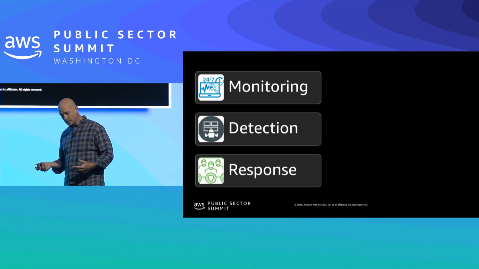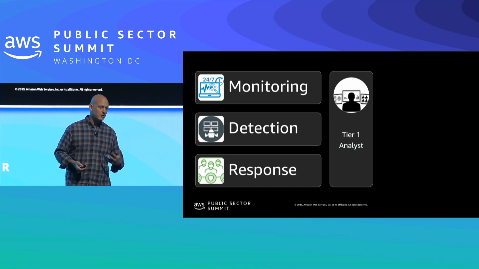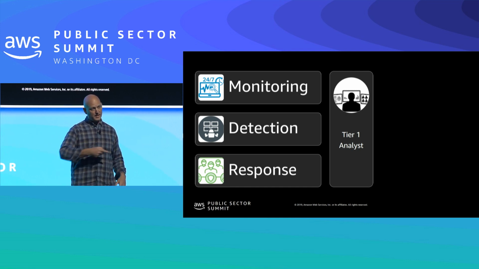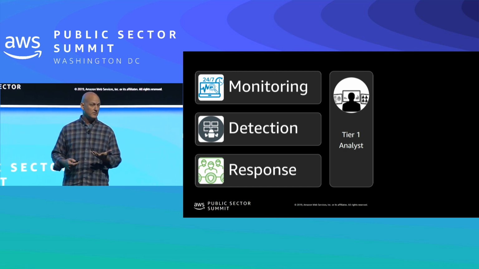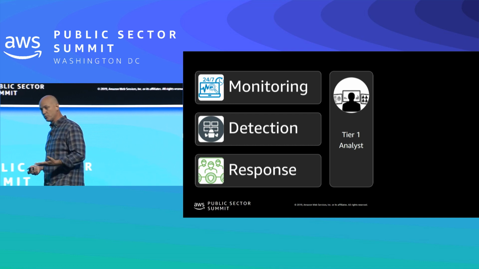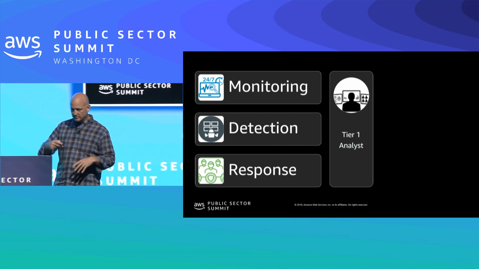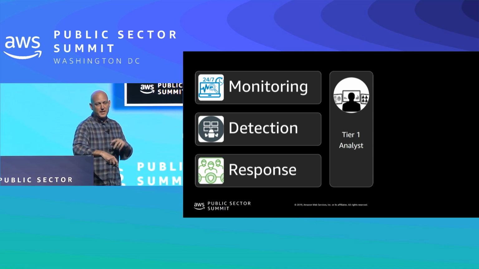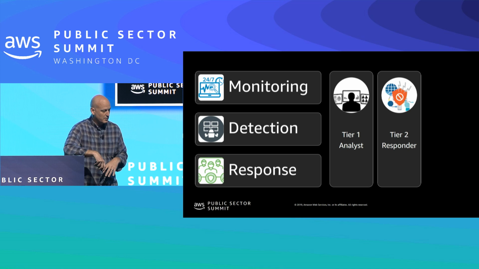Now, who does this? So first we have the tier 1 analyst, right? This is the person that's going to be looking at the monitoring, looking at all the alerts coming in and trying to figure out what's a false positive and what's a true positive. These are the people that oftentimes get super overwhelmed because there are so many false positives out there. And by the people that raised their hands, I'm not telling you anything you don't know, right? So I'll just go on to the next one here.